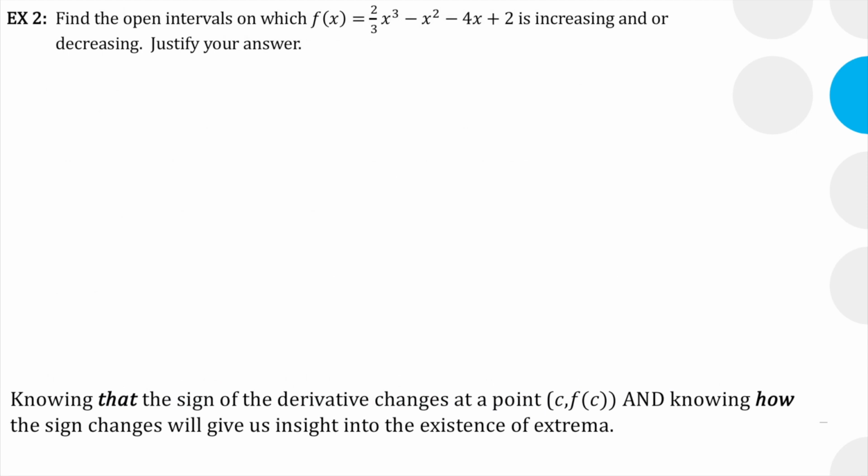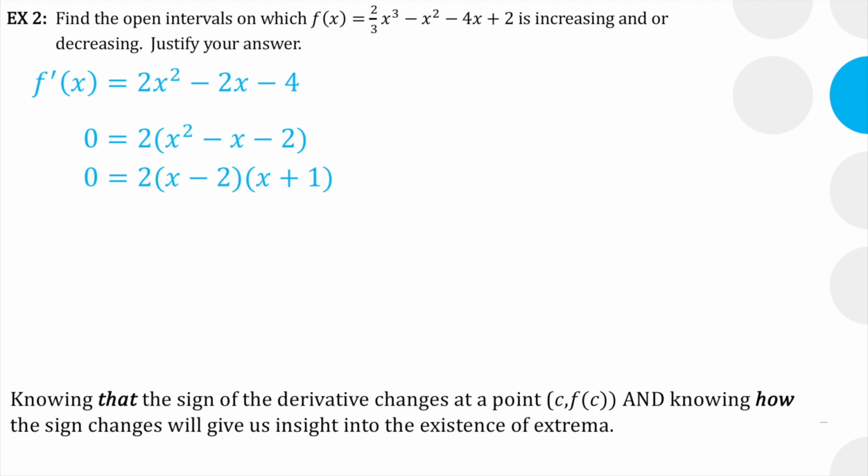For example 2, we're going to find the open intervals on which f of x is increasing and/or decreasing and justify. So our function is 2/3 x cubed minus x squared minus 4x plus 2. Step 1 would be to find the derivative. Then we need to set it equal to 0 and start factoring or rearranging to see if we can find the zeros. So I found two zeros, one at -1 and then the other one at 2.